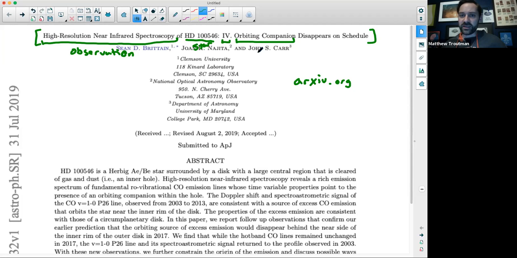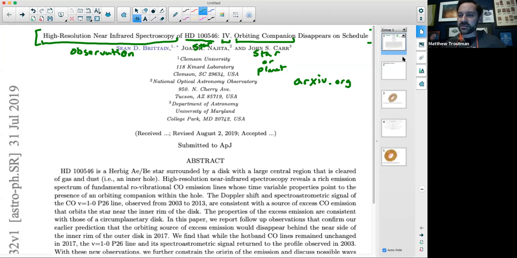This orbiting companion can either be a star or it could be a planet. More on this in a minute. And then disappears on schedule. So that is what we're going to talk about today.